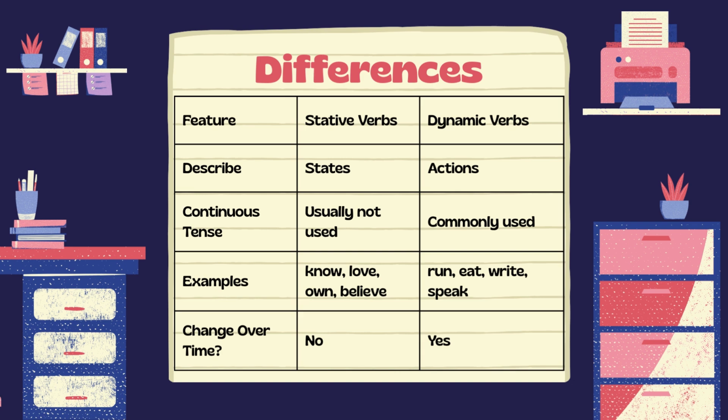Examples: stative verbs: know, love, own, believe. Dynamic verbs: run, eat, write, speak. Change over time: stative verbs no, and dynamic verbs yes.